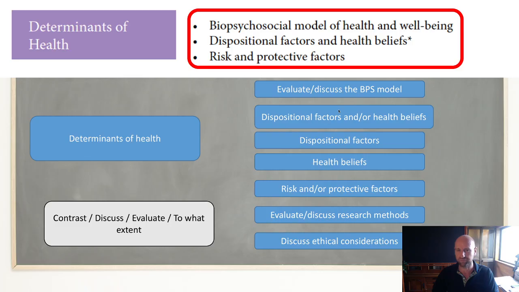That's important to know. Again, this is why I put this as the second choice, because already this is feeling more confusing than the health problems option. Then we have risk and or protective factors.